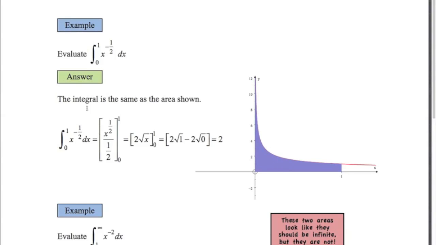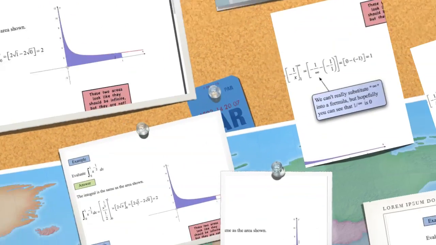If we use the calculus here, do the antiderivative of x to the minus a half, add 1 to the power, divide by the new number, that's 2 root x, substitute 1, substitute 0 and subtract, we get 2. That area there is exactly 2.